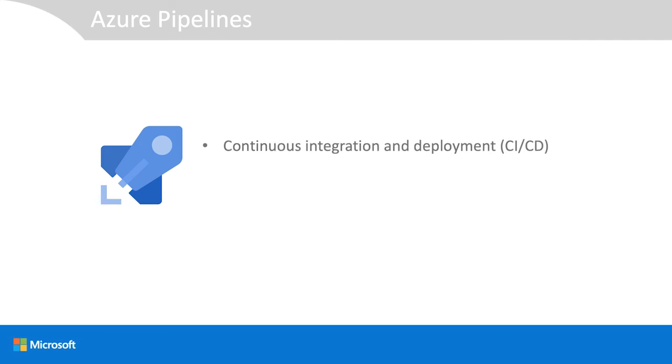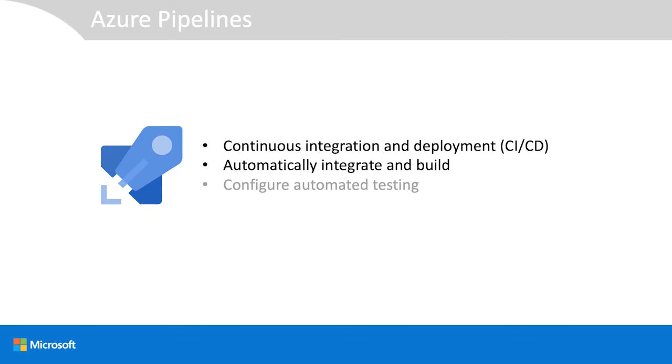Azure Pipelines is a continuous integration and deployment, or CI/CD solution. It can automatically integrate changes into an application and then build the application with that integrated source code. You can also use Azure Pipelines to implement automatic testing in order to reduce software bugs.